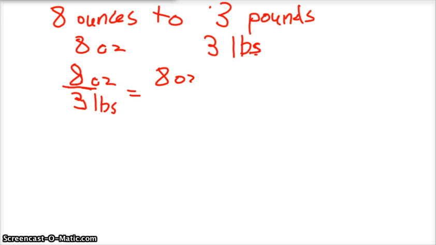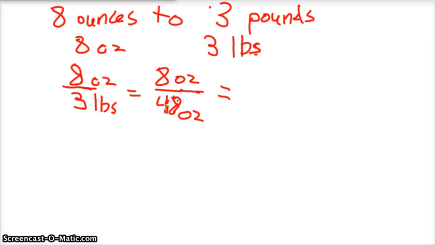So we still have 8 ounces, but we've got to figure out how many ounces are in 3 pounds. So we know that 1 pound equals 16 ounces, so we're going to do 3 times 16, which gets us, let's see, 48 ounces. So we're just finding a common measurement. Maybe it helps you to think of inches and feet. You know that there's 12 inches in 1 foot. Well, this is just a different kind of measurement. So we have 8 ounces to 48 ounces.